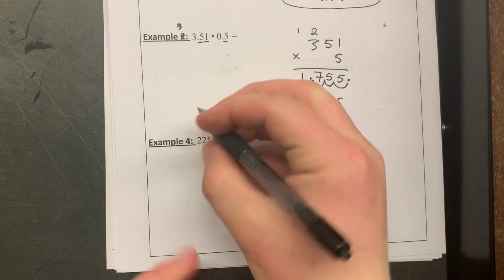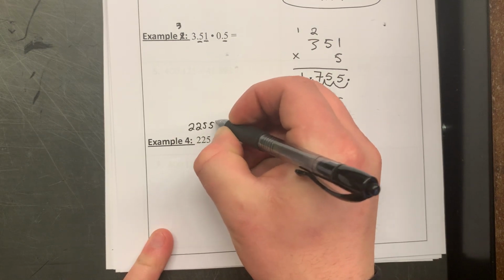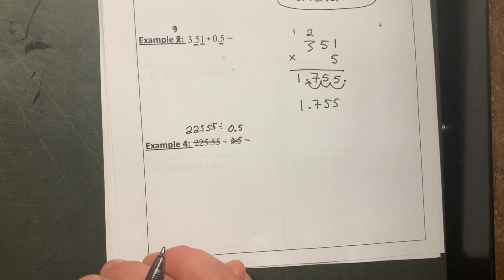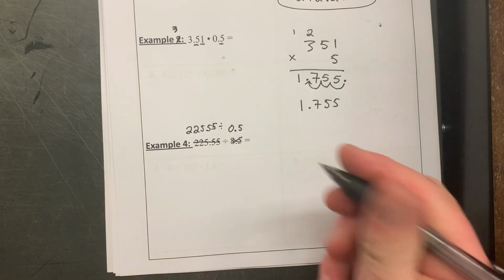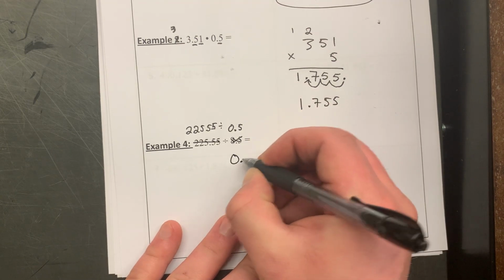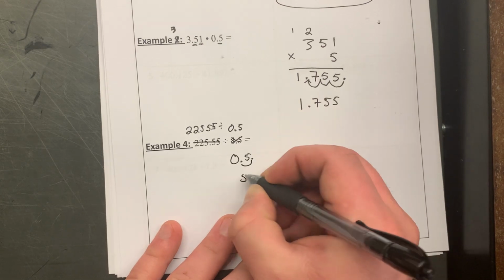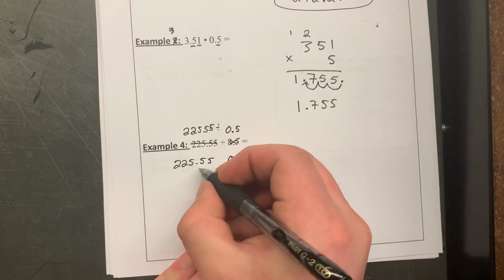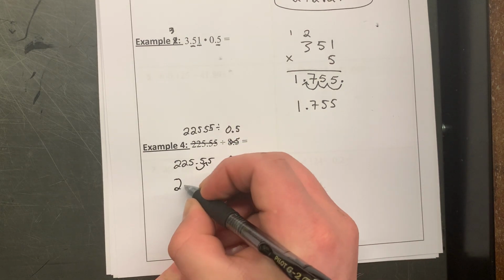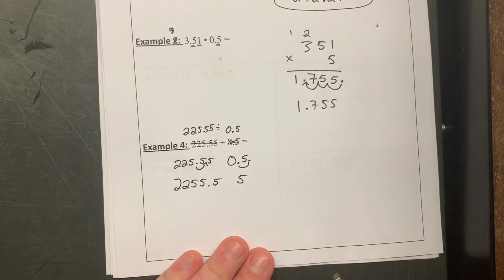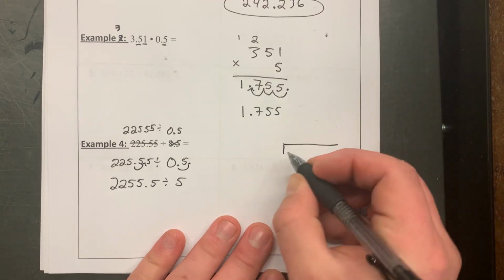So it's actually going to be 225.55 divided by 0.5, sorry. So I'm going to make this into a whole number. I'm going to move my decimal place over 1. If I've moved it over 1, I need to move over my decimal place for my dividend over 1 as well. So my new number is 2,255.5 divided by 5. So let's start with that over here.